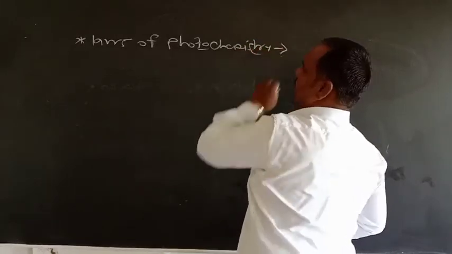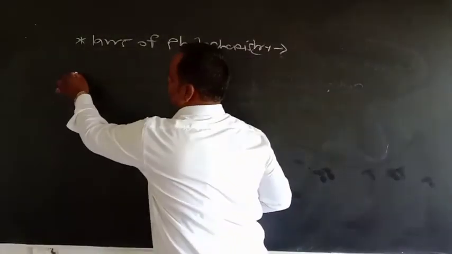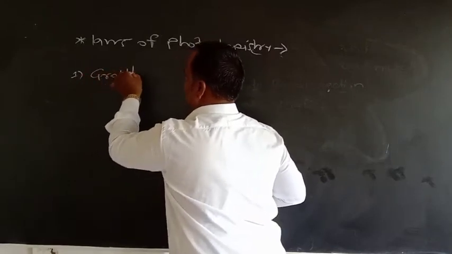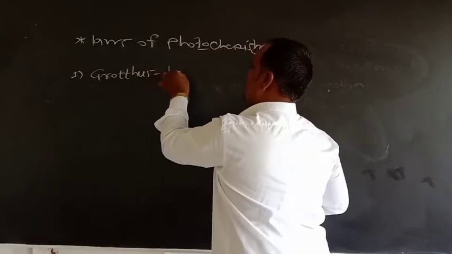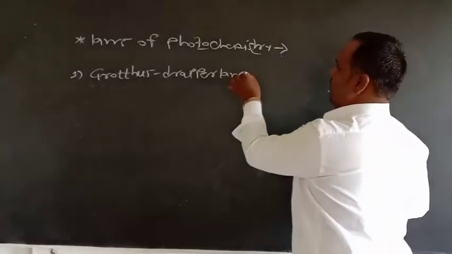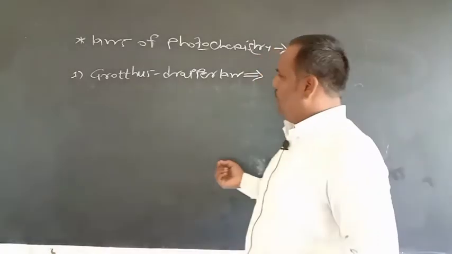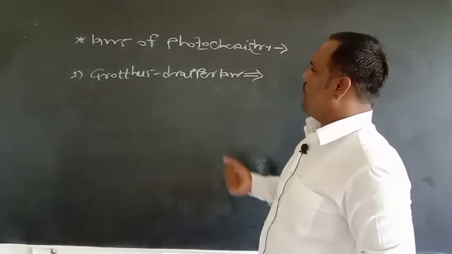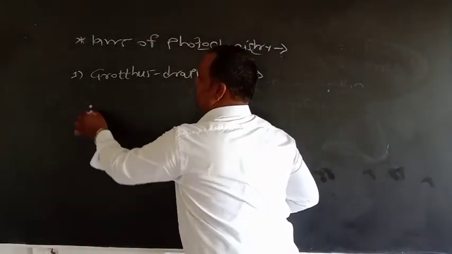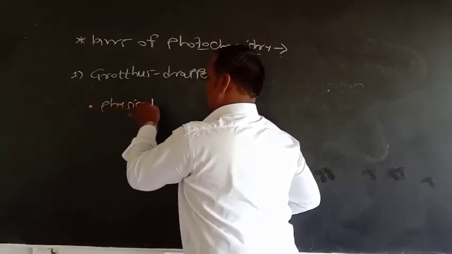In photochemistry there are two laws of photochemistry. The first law is the Grotthus-Draper law, and the second law is the Stark-Einstein law. So let us discuss what is this Grotthus-Draper law. This Grotthus-Draper law is physical in nature.